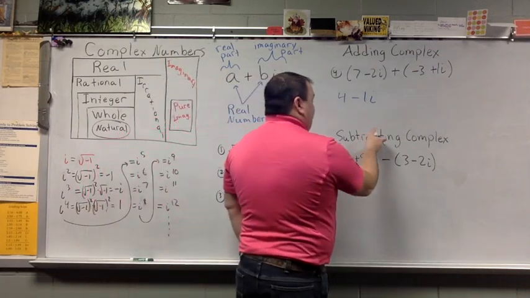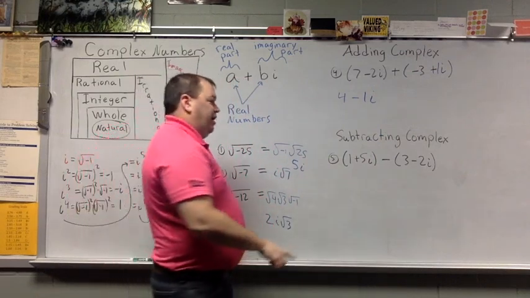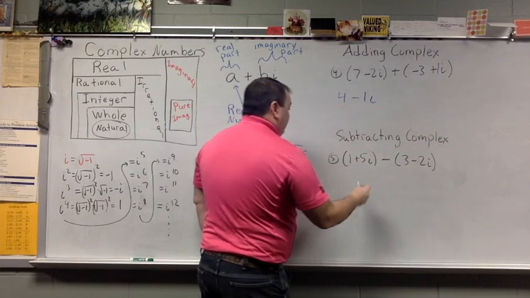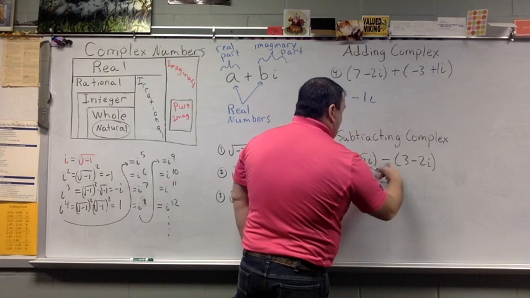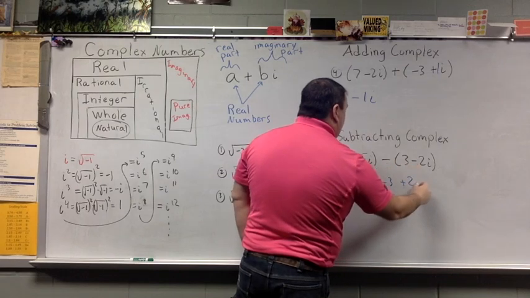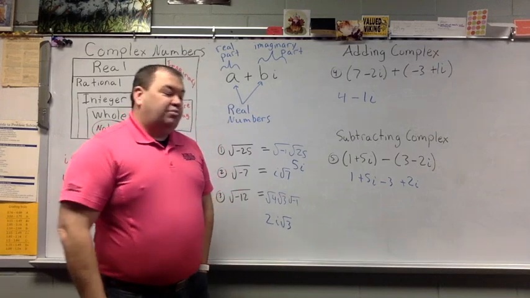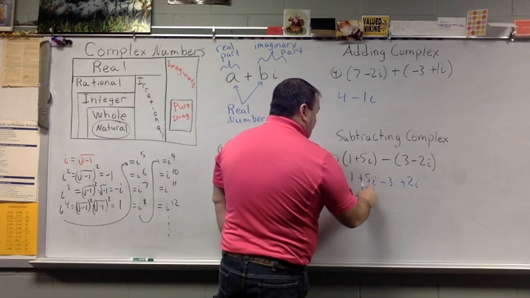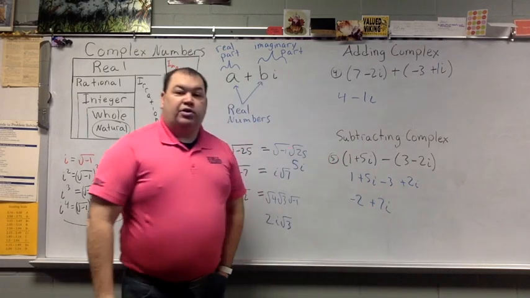Subtracting is the same process. The only trick with subtracting is I have to keep track of my minus sign. If you want to write it without the parentheses, you can. Just remember that the minus sign goes to both parts, so minus a negative actually makes that plus. And we're just combining like terms. 1 and -3, 5i and 2i. I subtracted 2 complex numbers.